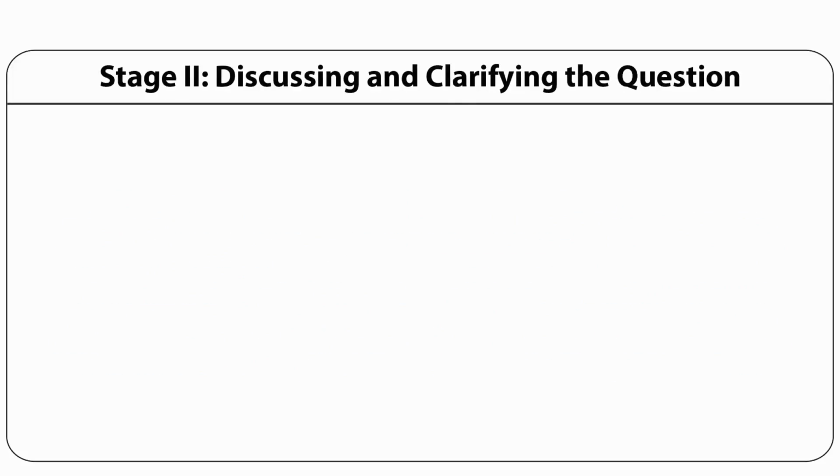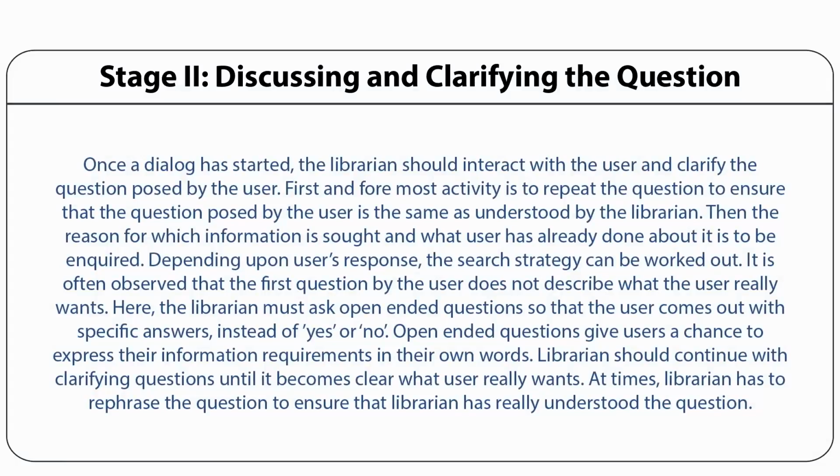Stage 2, discussing and clarifying the question. Once a dialogue has started, the librarian should interact with the user and clarify the question posed by the user. First and foremost activity is to repeat the question to ensure that the question posed by the user is the same as understood by the librarian. Then the reason for which information is sought and what the user has already done about it is to be inquired. Depending upon the user's response, the search strategy can be worked out.